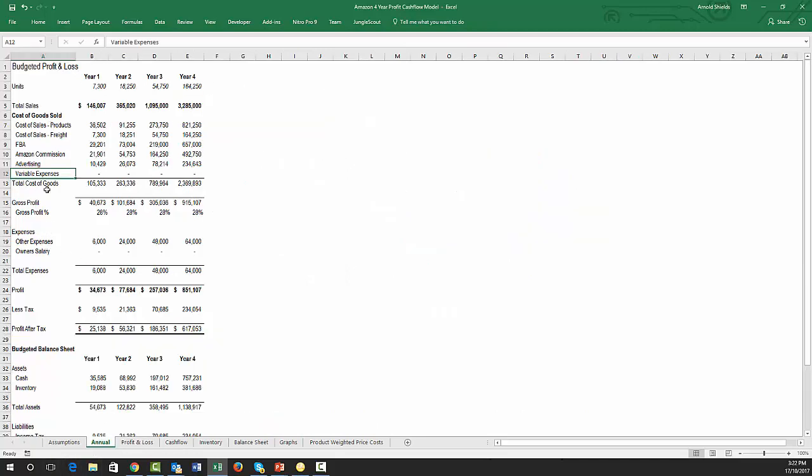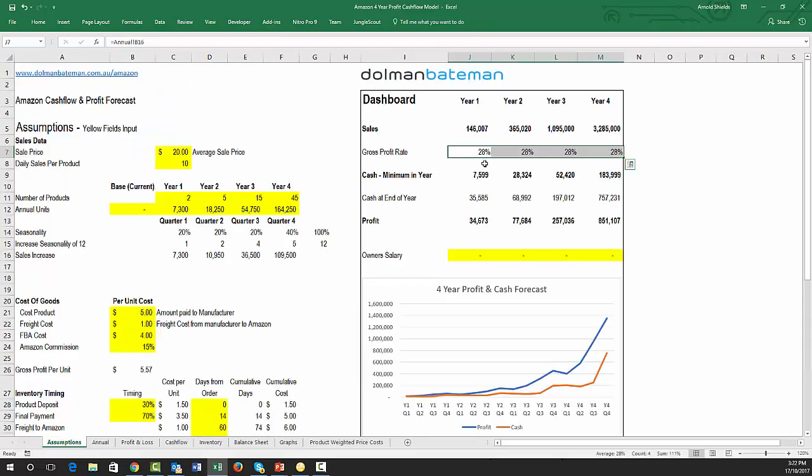So if we want to look at what the gross profit includes, gross profit is your sales minus your cost of goods sold. And so in this, we've got products, freight, FBA, Amazon commission, advertising, variable expenses, and the gross profit percentage is the gross profit divided by your total sales. So we've got here at 28%. It's really just, as you can see here, right on the bottom level.